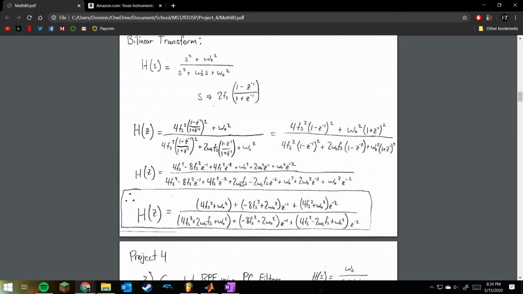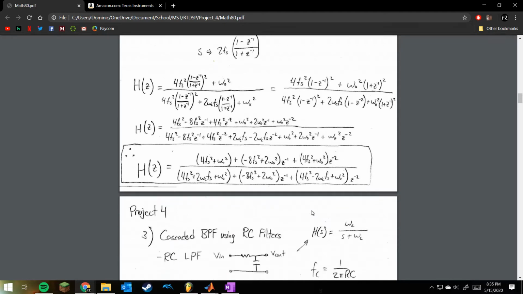And then we have to multiply everything, and then just get to this form where we have essentially everything as a coefficient of some power of z.